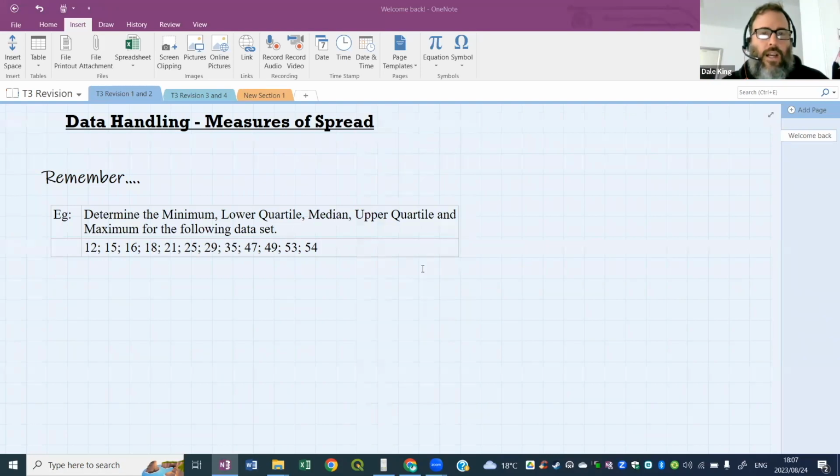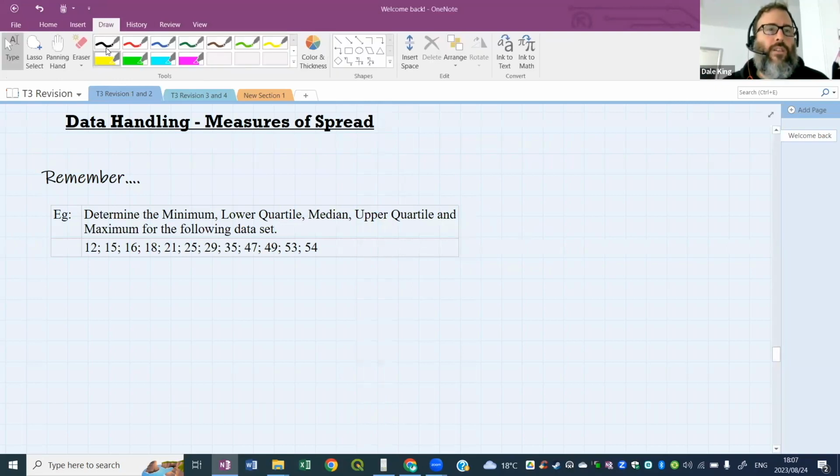So I need you guys to remind yourselves, who can tell me? There's a letter that they give. Sometimes teachers teach you a letter for lower quartile.